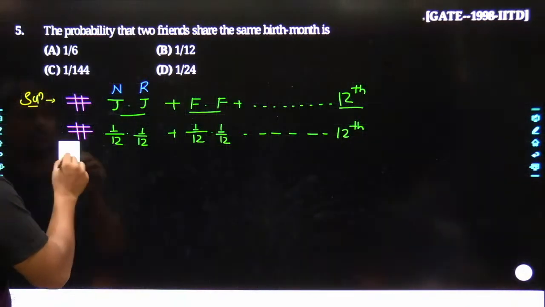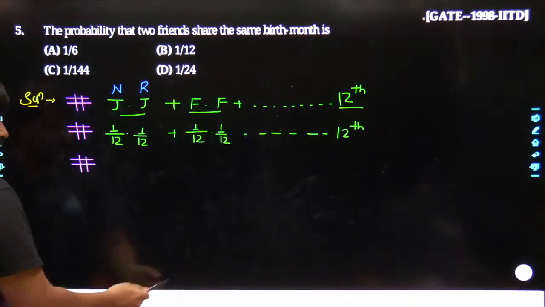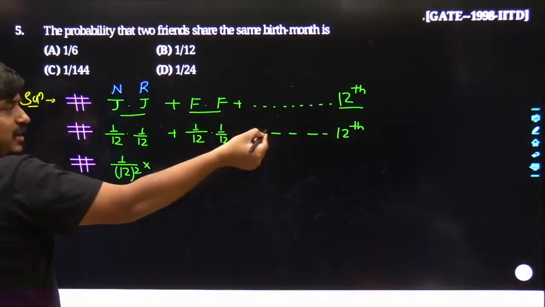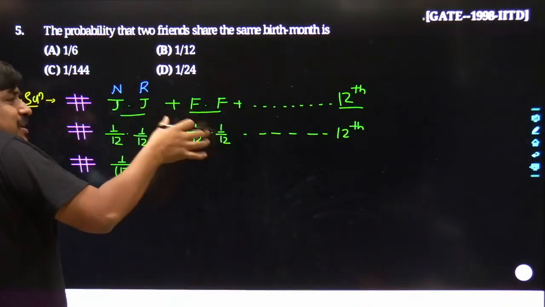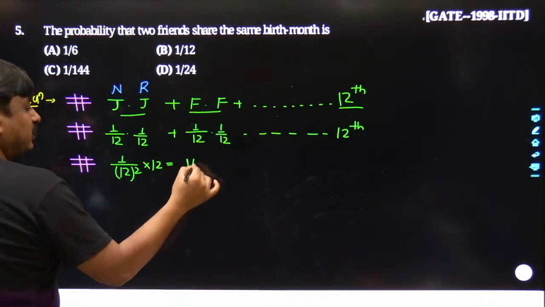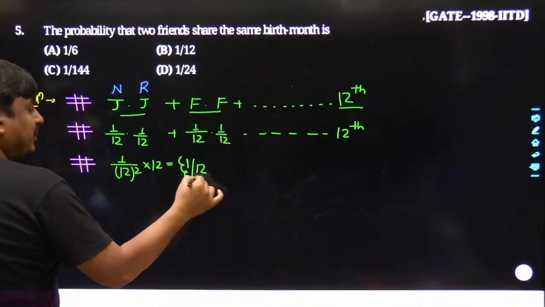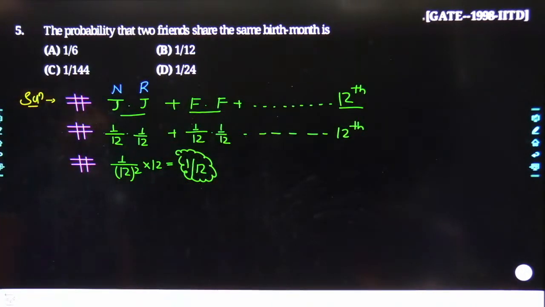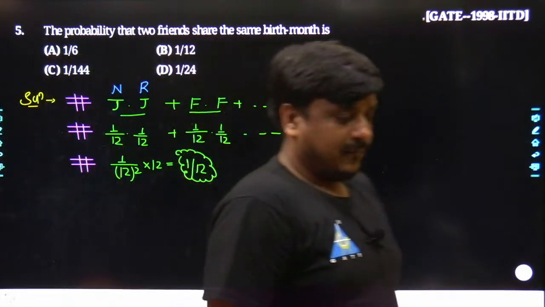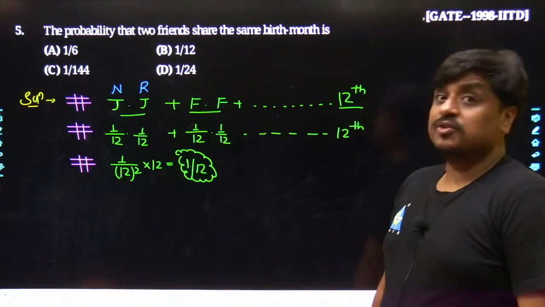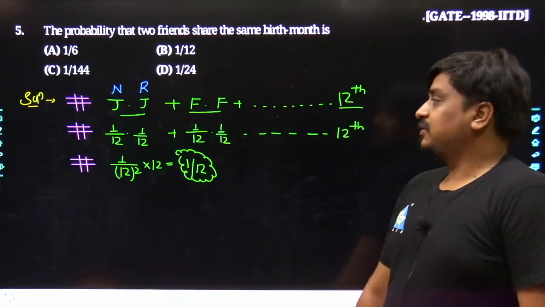So what I am going to do here is take 1 divided by 12, raised to the power of 2. How many times does this term get repeated and added? 12 times. So at the end of the day, the probability that Neha as well as Rahul share the same birth month is 1 upon 12. Easy problem, but most students would not be able to smash it.